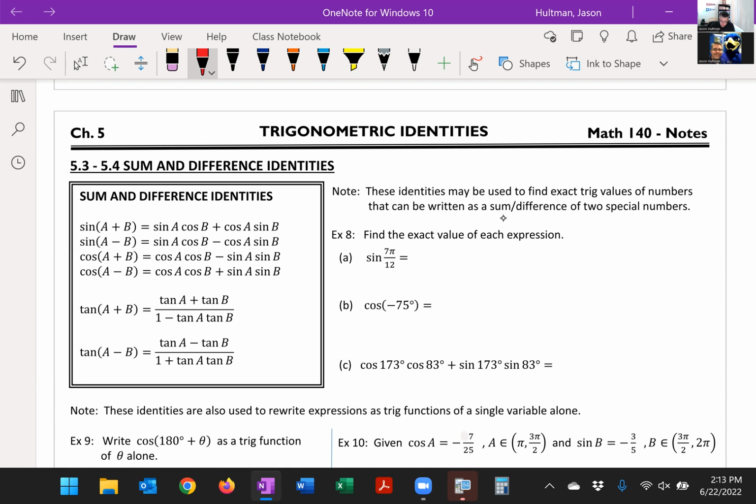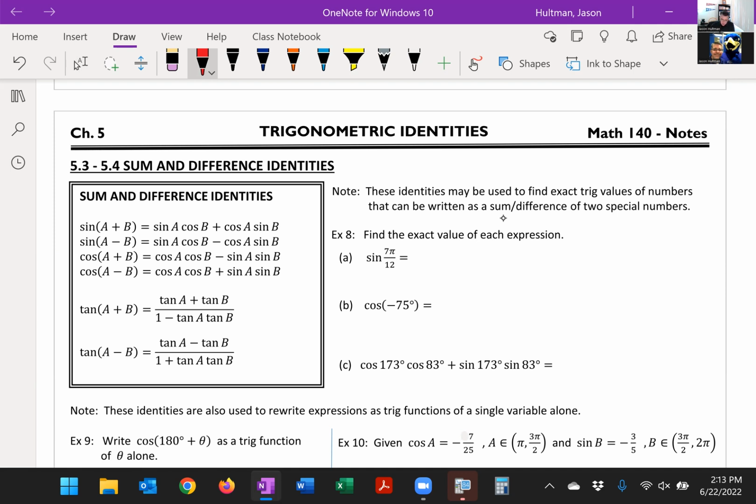The tangent of a plus b is equal to the tangent of a plus tangent of b all over 1 minus tangent of a times tangent of b. And the tangent of a minus b is equal to the tangent of a minus tangent of b all over 1 plus the tangent of a times the tangent of b.